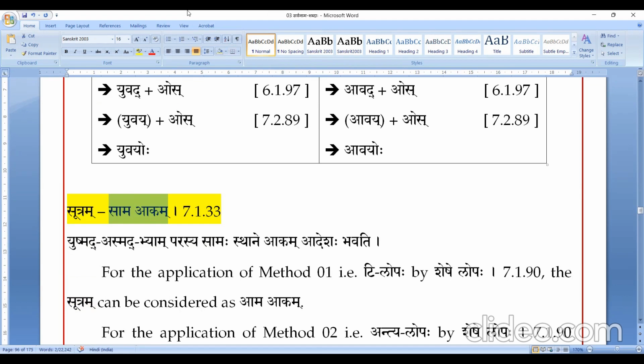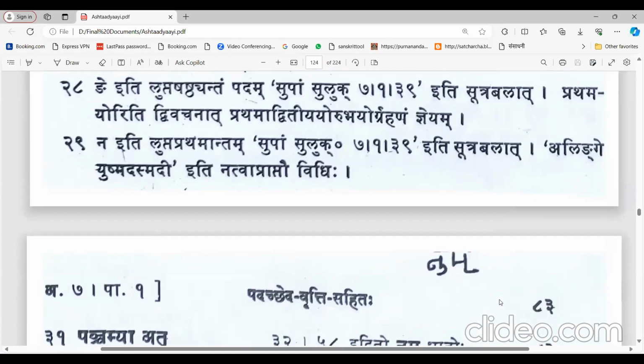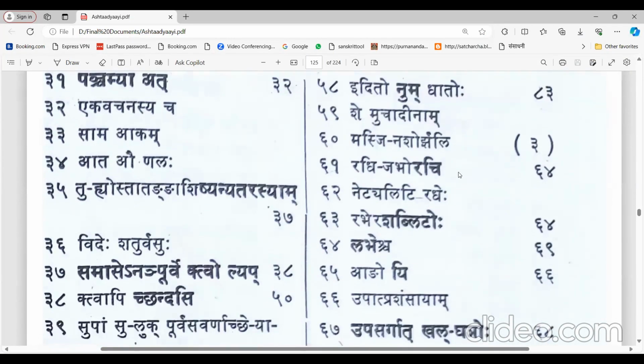The next sutra in the 7-1 section. After Ekavachana Sicha, Panchamya At, Ekavachana Sicha, then you have the sutra Sama Akam. What is Sama? Which Vibhakti is Sama? What is Akam? What is the form of Shashti Vibhakti Bahuvachana? Ishmadasmat. Ishmakam, Asmakam, right? Ishmakam, Asmakam. So, Akam. What is Akam? Ishmakam, Asmakam.